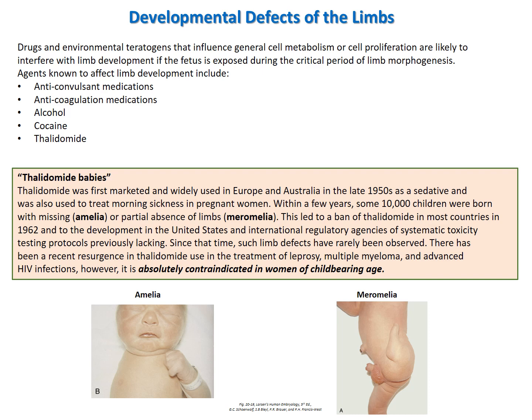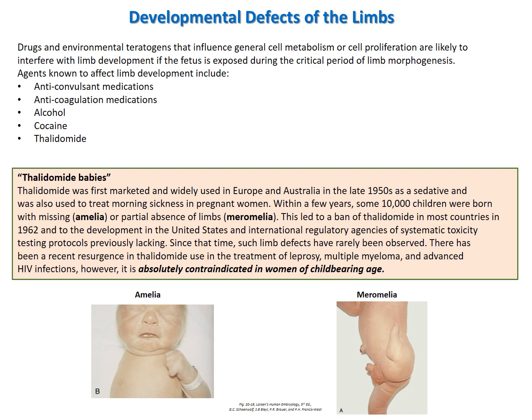Thalidomide was first marketed and widely used in Europe and Australia in the late 1950s as a sedative, and was also used to treat morning sickness in pregnant women. Within a few years, some 10,000 children were born with missing, called amelia, or partially absent limbs, called meromelia.